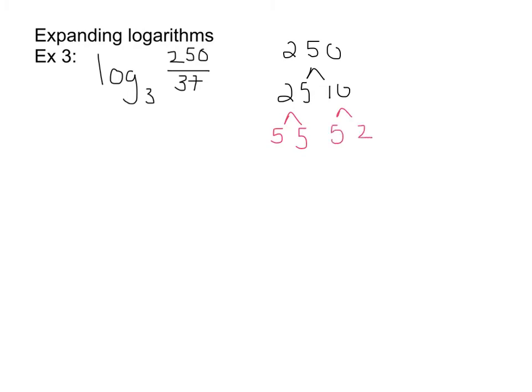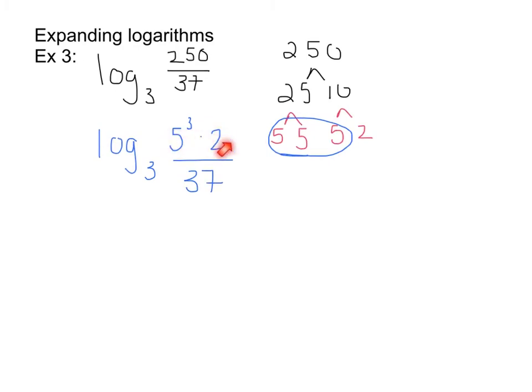So I would rewrite the top as the log base 3, and then I'm going to put all of these together since they have the same base. So 5 to the third times 2, because 5 to the third times 2 gives me 250, divided by 37. All right, since multiplication is now happening between these two, when I go to expand it, I have to use a plus sign. Since we're dividing by 37, that's where I'm going to use my minus sign.